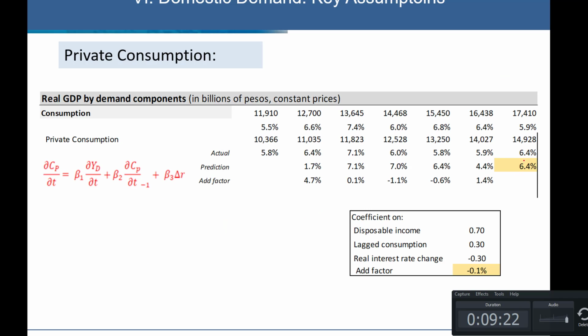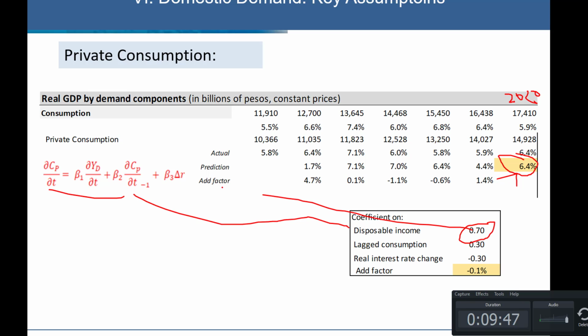And we're going to see that when it comes to estimating for our current year, and we left off the year here, this is going to be 2020, we'll actually be implementing this equation, and we'll be using these coefficients. So you can see that our beta 1 here, our coefficient for disposable income, is 0.7, which means that if GDP goes up, or disposable income goes up by 1%, consumption will go up by 0.7%.